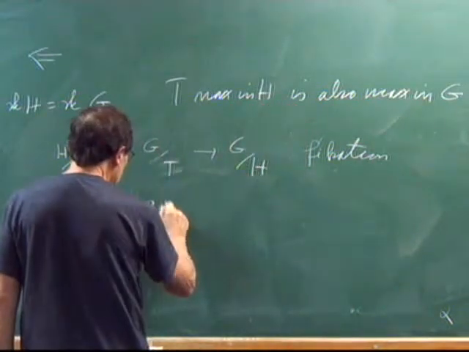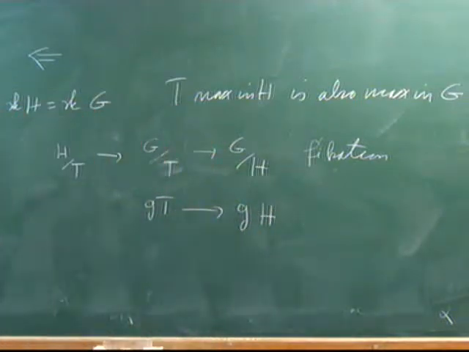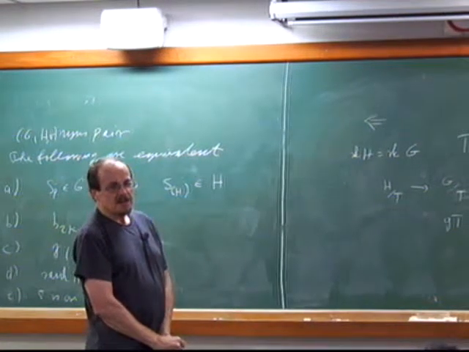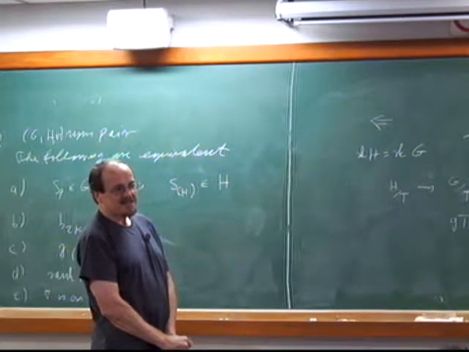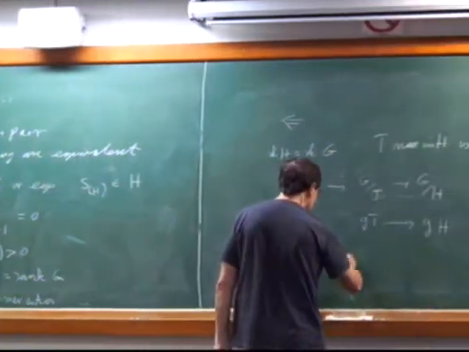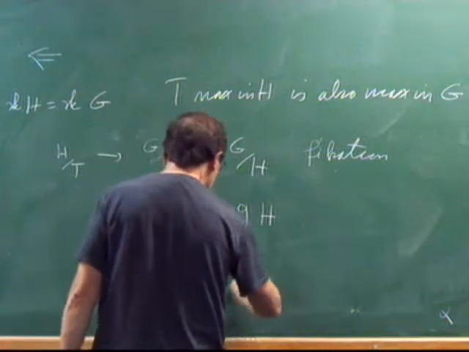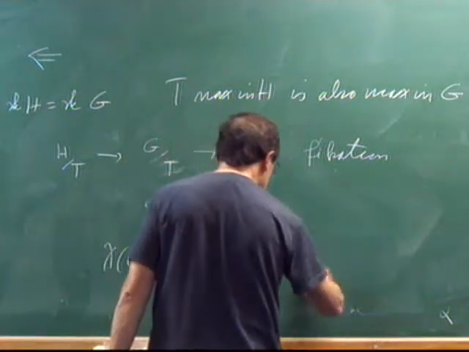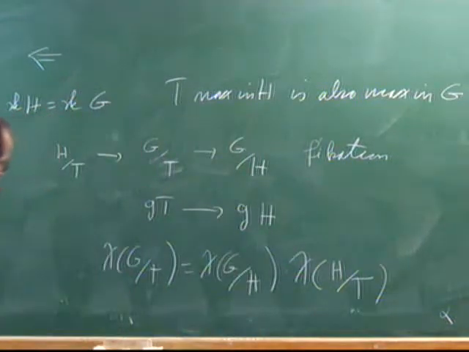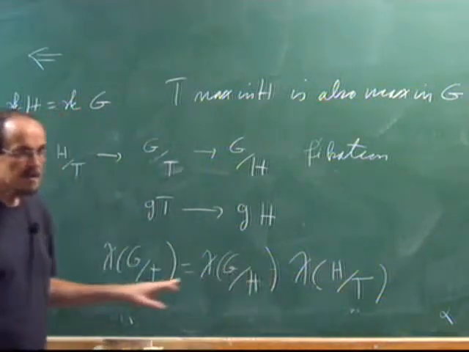I send the coset gT into the coset gH. T is contained in H. That's my map. Do you know a property of Euler characteristic of fibrations? It behaves like a product. So the one for G mod T is the one for G mod H times the one for H mod T. So if I want to show that this is positive, it's sufficient to show that these are positive.